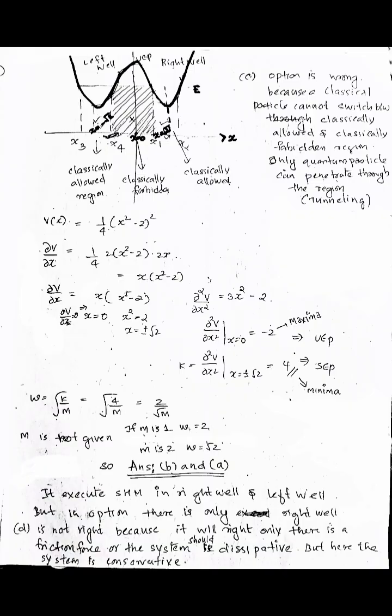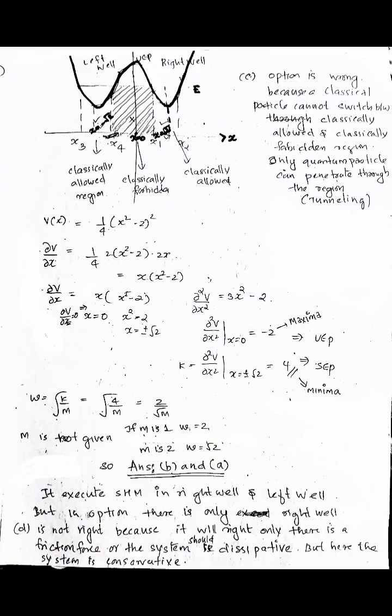Now we need to check option A and option B. For that we need to find omega, that is the angular frequency. We know omega is equal to square root of k by m. K is dou square V by dou x square at x is equal to x naught, and x naught is the stable equilibrium point. So here the value of k at the SEP point is 4. So that omega is equal to square root of 4 by m, that is equal to 2 by root m. Here in this question the value of m, that is the mass, is not mentioned.